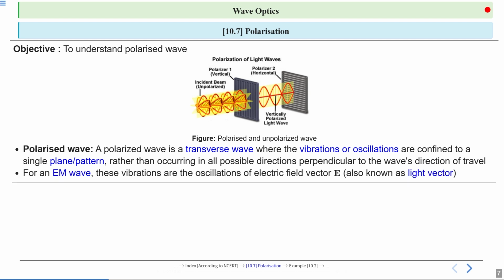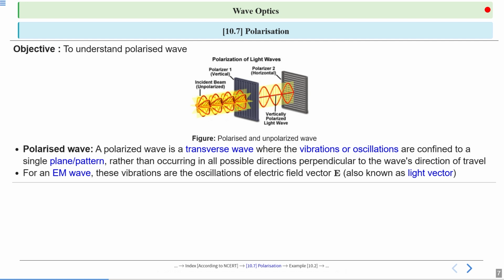Now let's consider electromagnetic waves, or EM waves, which include light. In these waves, the vibrations are actually the oscillation of the electric field vector, often referred to as the light vector. This concept is crucial because it helps us understand how light can be manipulated and used in various applications, such as in polarized sunglasses or in photography to reduce glare.